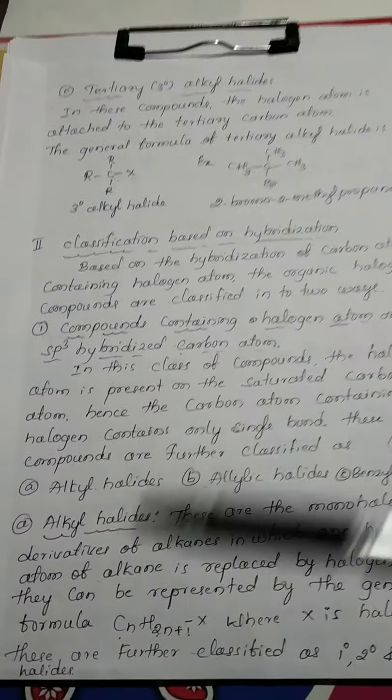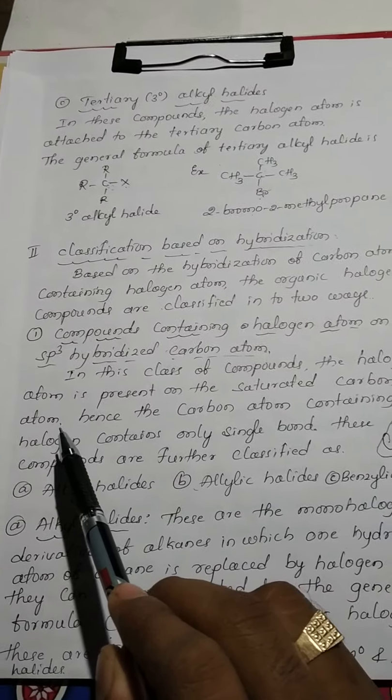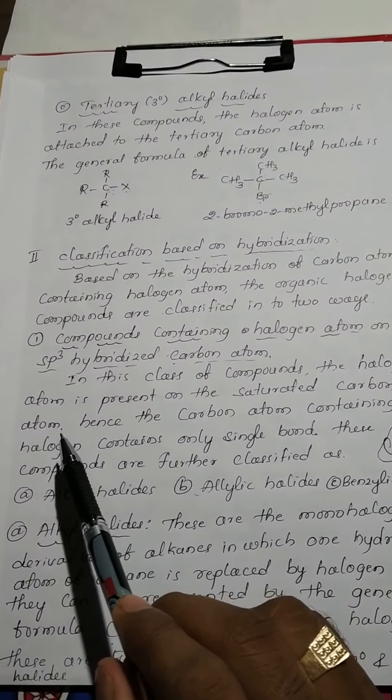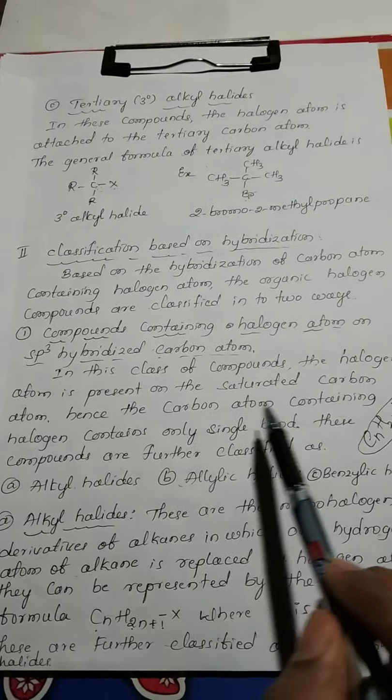sp3 hybridized carbon atom means the halogen atom should attach with the carbon atom which is sp3 hybridized, or the halogen atom is directly attached to the saturated carbon atom, or else the halogen atom is directly attached to the carbon atom containing a single bond, that is called an sp3 hybridized carbon atom. See here, in this class of compound, the halogen atom is present on the saturated carbon atom, meaning sp3 hybridized or carbon containing single bond. Hence the carbon atom containing halogen contains only single bonds.